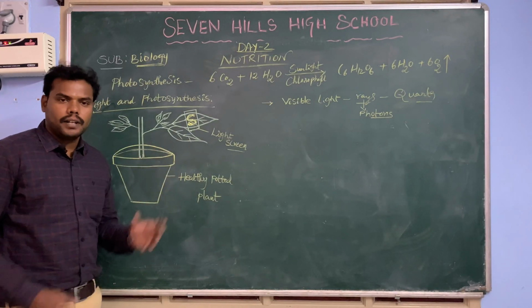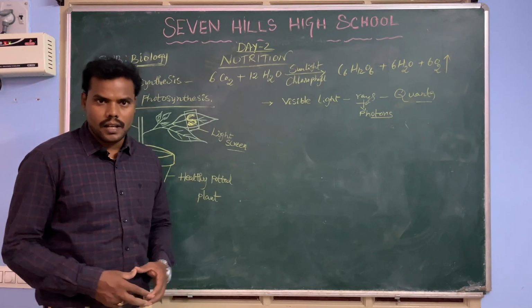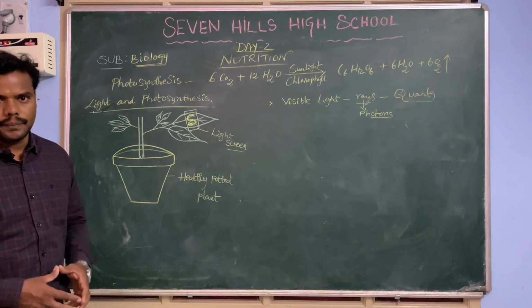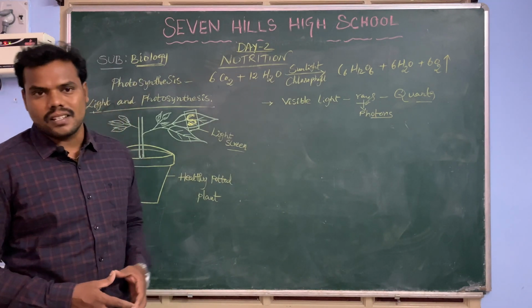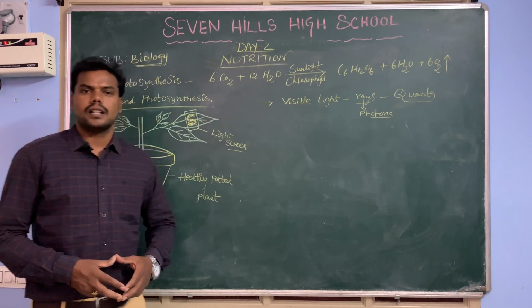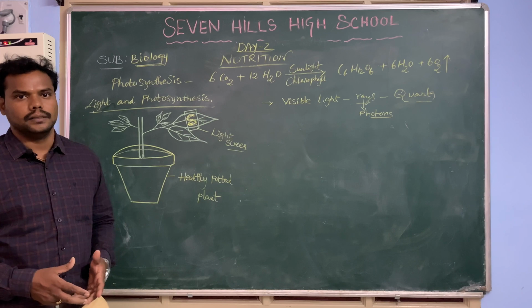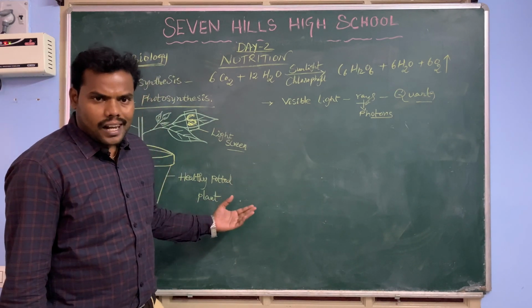Okay, in the last activity we studied that oxygen is liberated during photosynthesis in the presence of sunlight. In this experiment we are going to study that light is essential for photosynthesis. We know that photosynthesis occurs in the presence of sunlight. Here we are going to study about light.